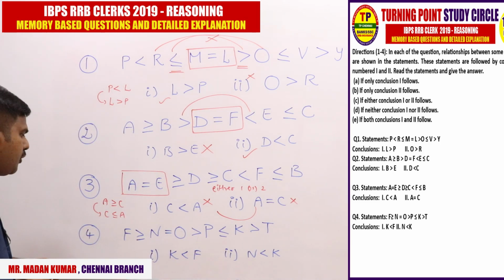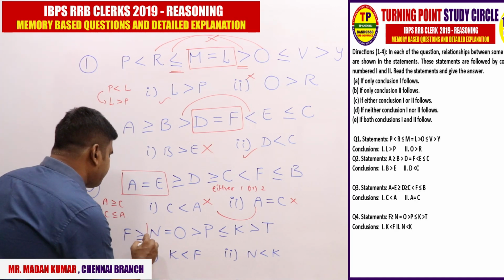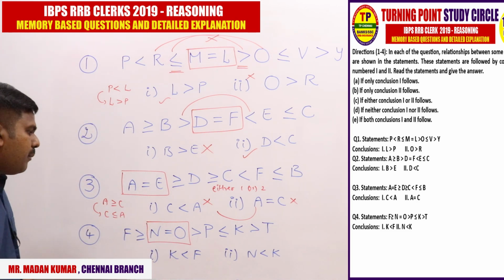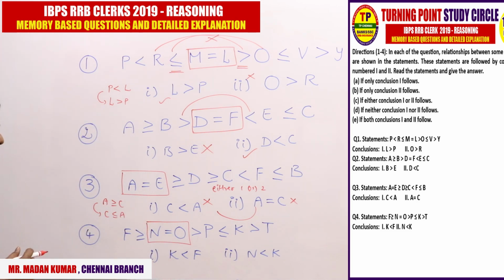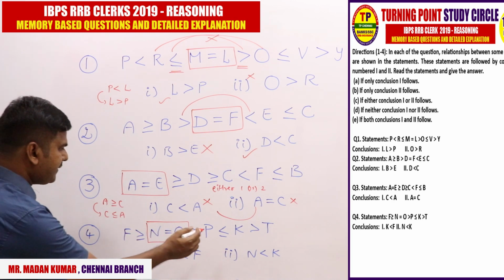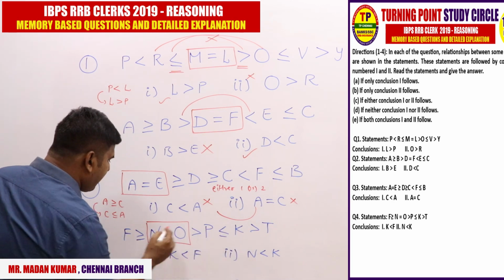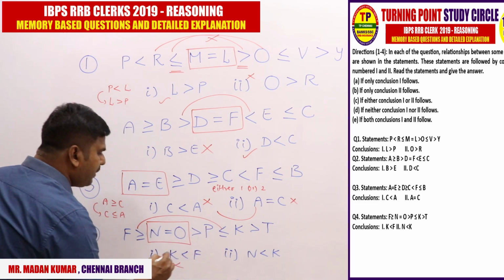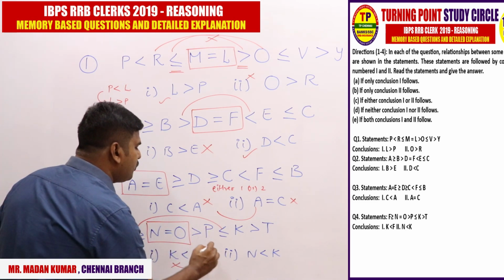F greater than or equal to N, equal to O, greater than P, less than or equal to K, greater than T. Whenever equal to is there, put it in a single box. What is the first one? K less than F. Where is F and where is K? If you see this one, opposite symbols are there. Whenever opposite symbols are there, there won't be any conclusion at all.